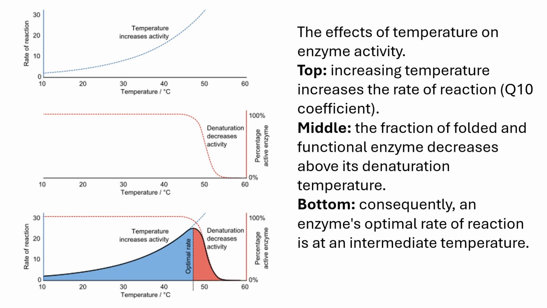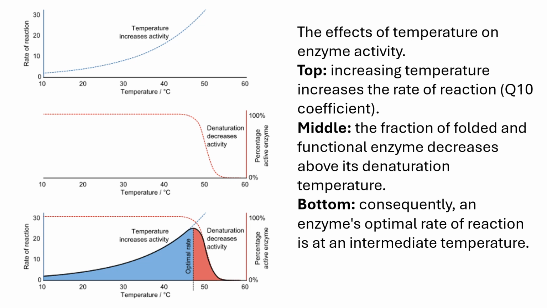The effects of temperature on enzyme activity. Increasing temperature increases the rate of reaction, coefficient Q10, right? So whenever we increase the temperature, it will increase the rate of reaction. Now, how fast is the reaction occurring? For example, we increase the temperature of water to boiling. So as we increase the temperature, it increases the rate of reaction.